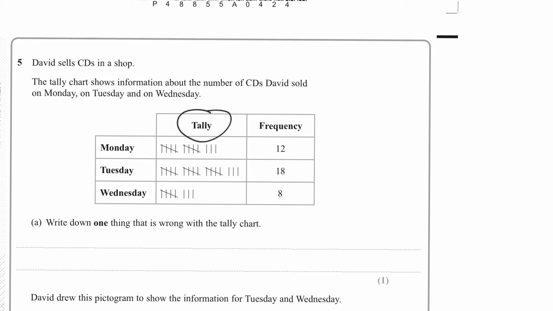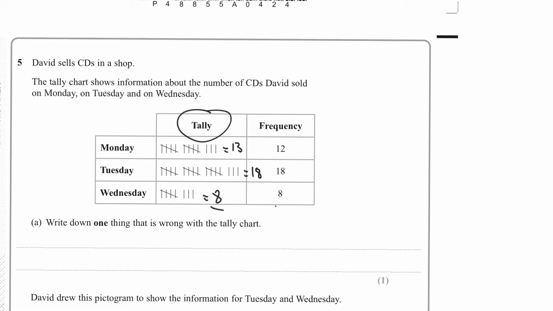So let's have a look. Monday, if we count the total number of sticks, remember in a tally, if it's written like this, that's the same as 5 because you go 1, 2, 3, 4, 5. 1, 2, 3, 4, 5. So you always write it in bunches of 5. So having a look at Monday, we've got a total of 13 based on the tally. Tuesday has a total of 18 and Wednesday has a total of 8.